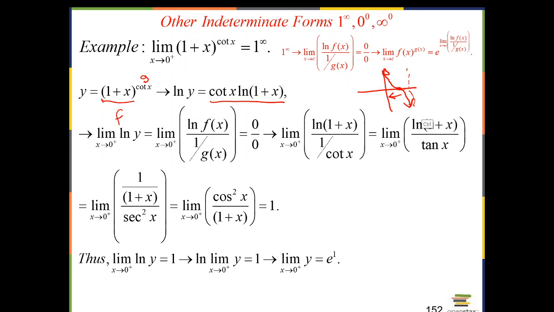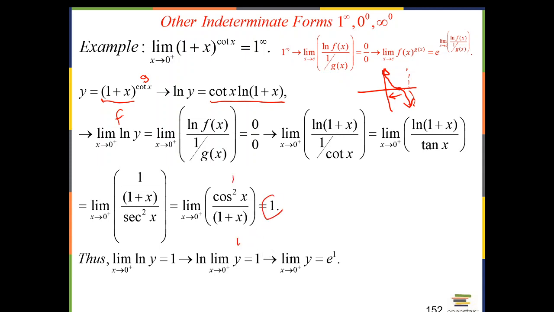Okay, now we take the derivative. What's the derivative of that? 1 over that. What's the derivative of this? Secant squared. Now, we could simplify. You don't have to, it's still 1. But it's easier to work with cosine. So secant squared of 0 is 1 over cosine squared of 0, and the answer is 1 over 1, which is 1.